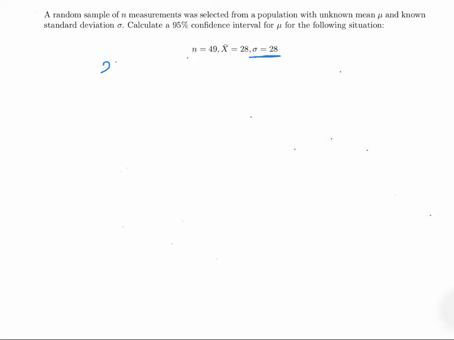It is x bar plus or minus z star sigma over root n. So we know all terms but z star. To find z star, we need the confidence level. What is the confidence level? We use C. The confidence level is 95%.